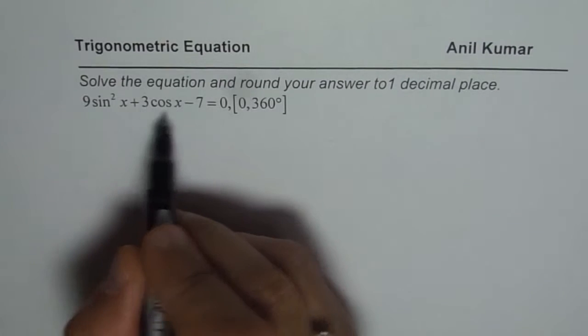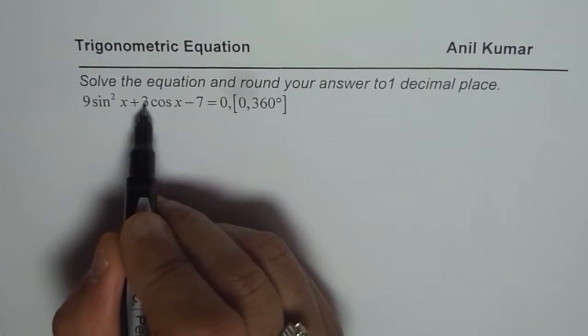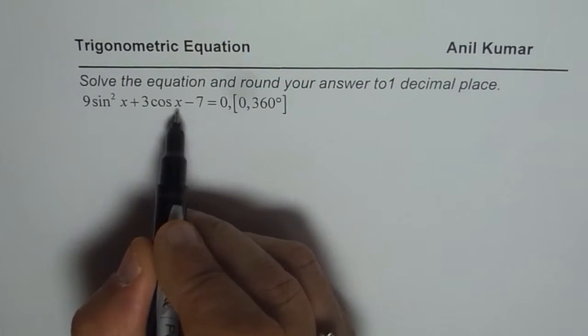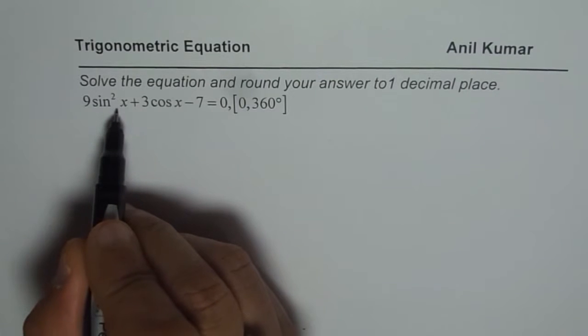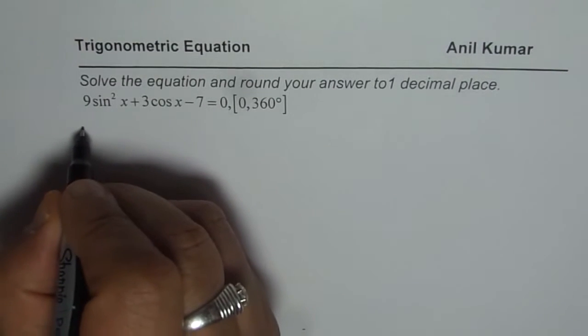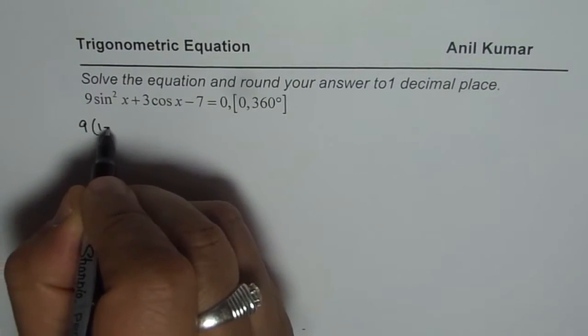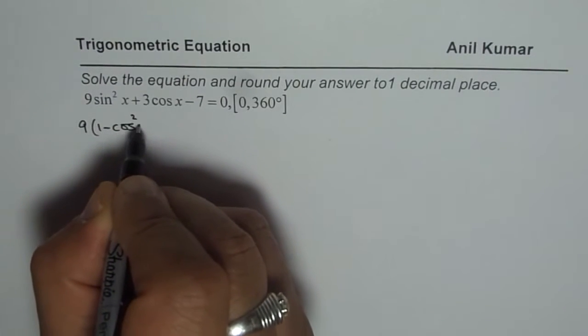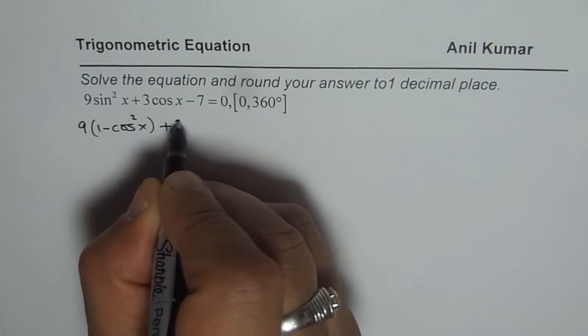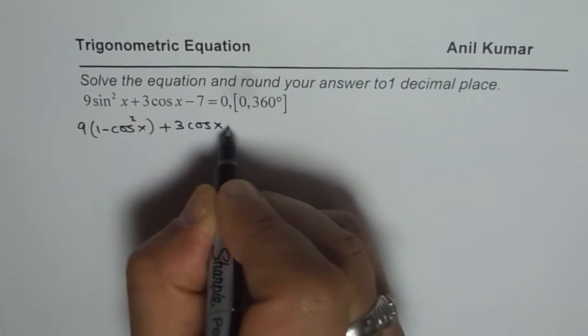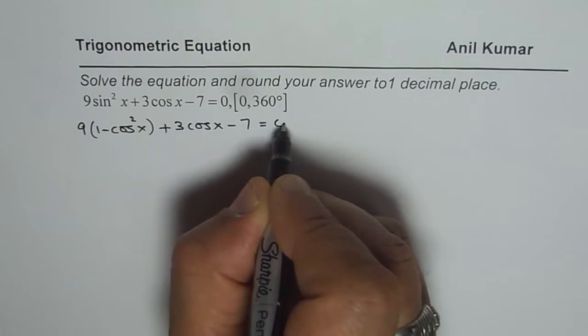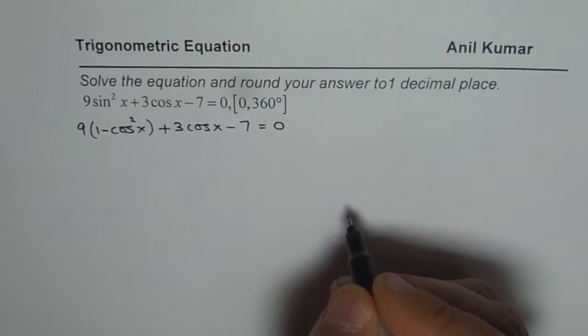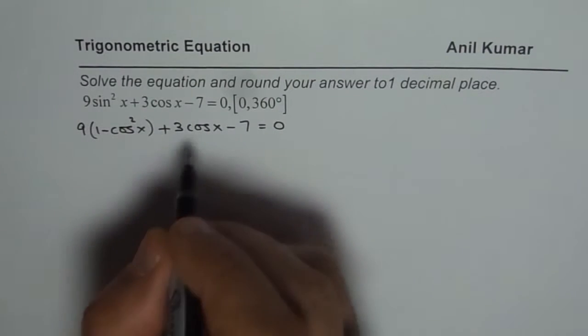So we have a quadratic equation. Since the term 3 cos x is there, it's a good idea to write sine square x as 1 minus cos square x. So let's do that. So we get 9 times 1 minus cos square x plus 3 cos x minus 7 equals 0. So that is how you can write this particular equation, right? Now let's open this bracket and simplify.